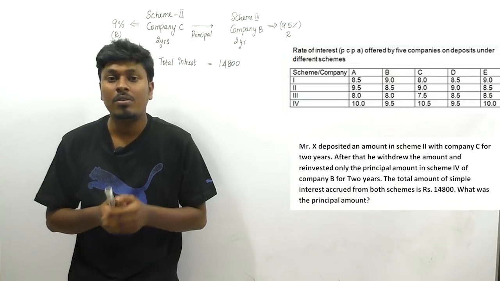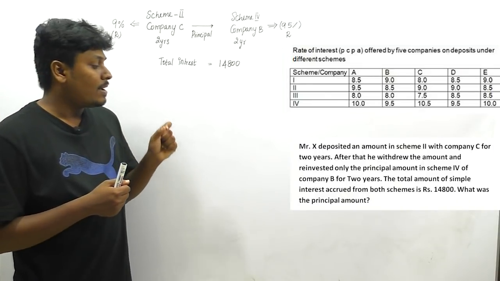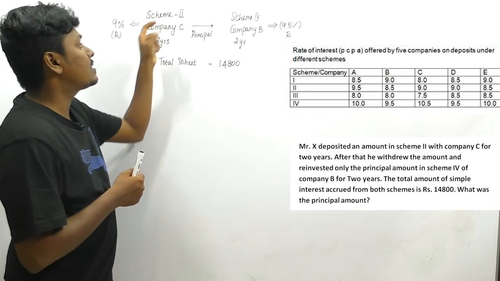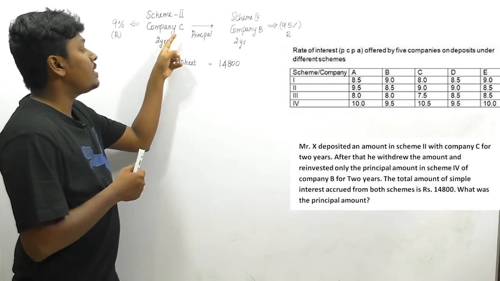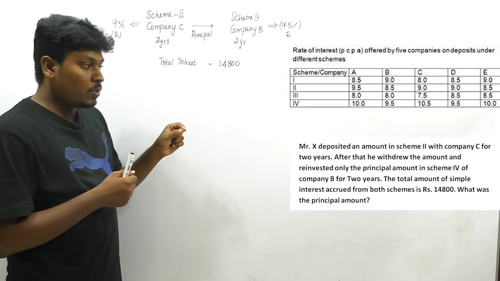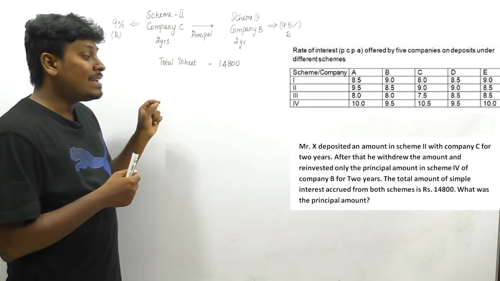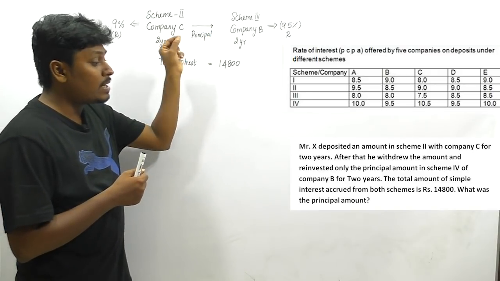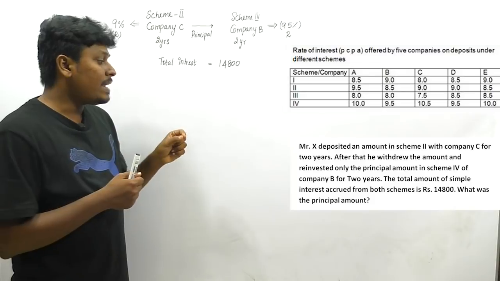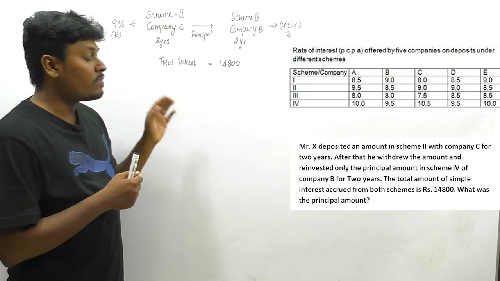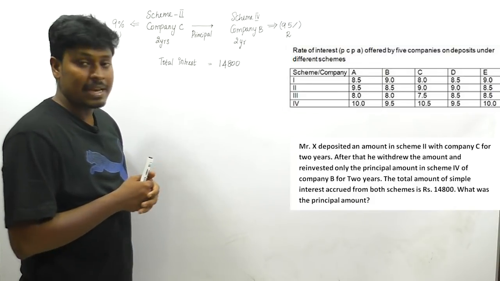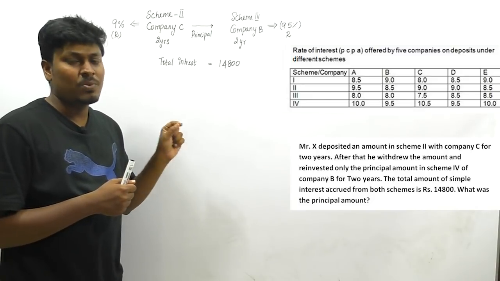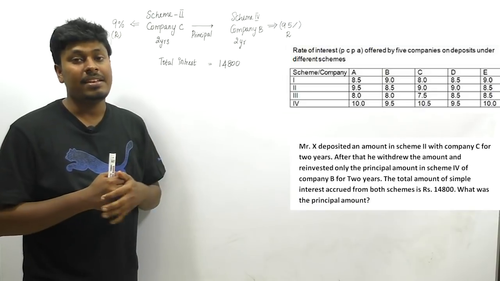Now let me move on to question number 2, right? Where Mr. X deposits some amount in scheme number 2, that is in company C, for 2 years. So after 2 years, he withdraws the amount and reinvests the principal in scheme number 4, that is in company B, and that is also for 2 years. Finally, he receives an interest amount from both the companies, that is 14,800. So our target is to find what Mr. X deposited, that is, the principal amount he initially invested, right?